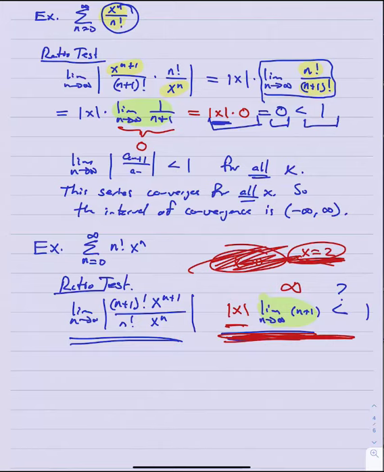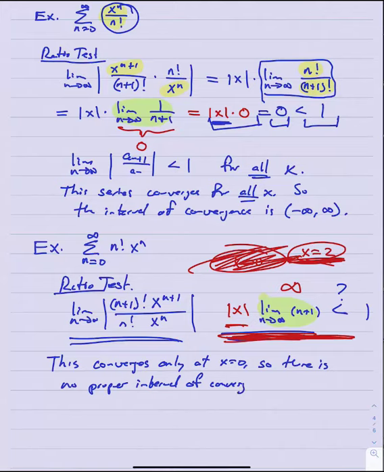And what we're saying is this series will converge at no real values of x other than the center, other than at x equals 0. So this series converges only at x equals 0. So there is no proper interval of convergence. There's just simply a single value at which this series converges, and it is the center itself.